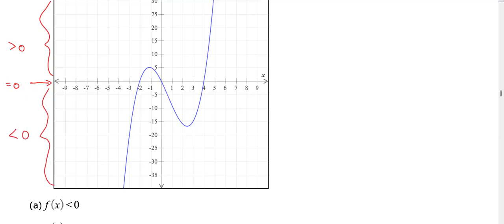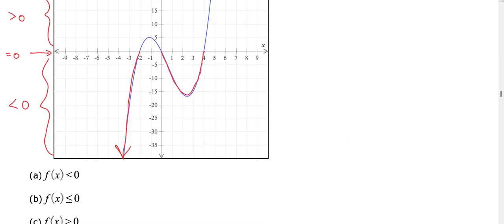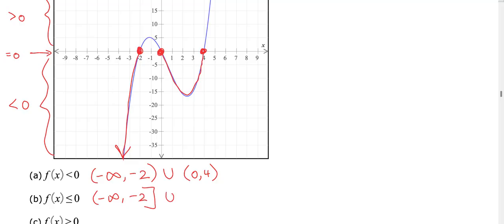Here and here. What x values are those? That's going to be from negative infinity to negative 2 with a parenthesis because it can't be equal to 0. And then it's going to be from 0 to 4. That's where it's less than 0. Now it wants to know, where is it less than or equal to 0? Now we're going to make those into brackets instead of parentheses. So it's going to be negative infinity to negative 2 with a bracket, and then bracket 0 to 4 with another bracket.